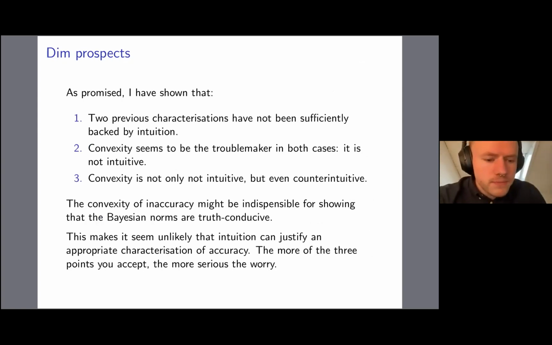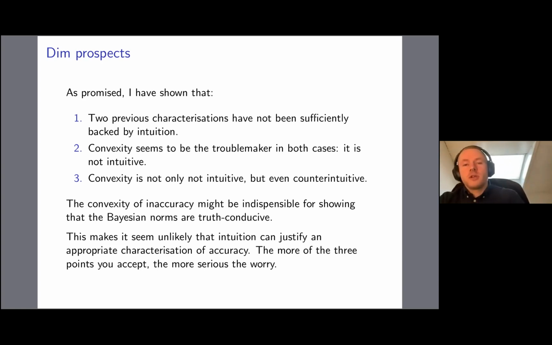So to sum up, I believe to have shown that at least two previous characterizations have not been sufficiently backed by intuition. In particular, convexity seems to be not backed by intuition, and in fact, convexity seems to be counterintuitive, perhaps. So to the extent that convexity of inaccuracy is indispensable for showing that adherence to the Bayesian norms promotes accuracy, it seems unlikely that intuition alone can justify an appropriate characterization of accuracy.